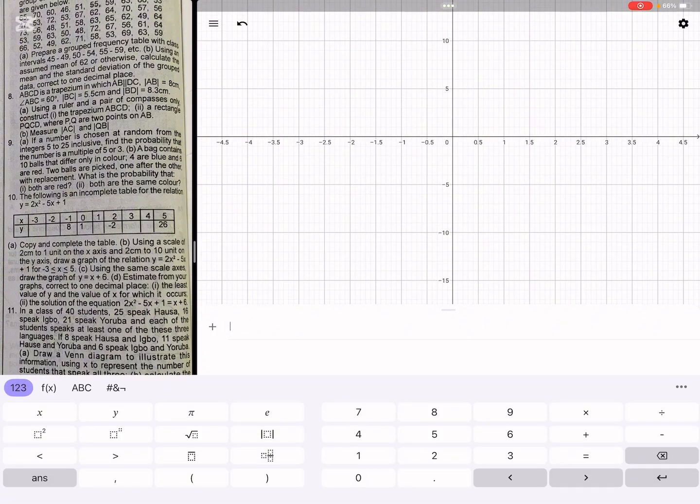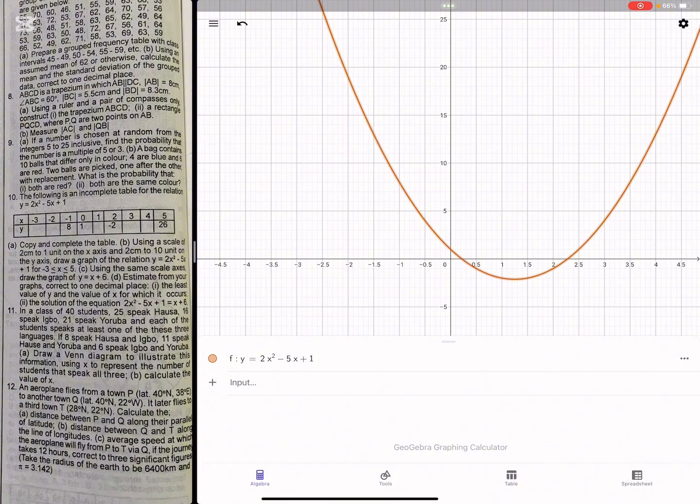So we're drawing the graph of y equals 2x squared minus 5x plus 1. 2x squared minus 5x plus 1, and that's a graph. So that answers question B.